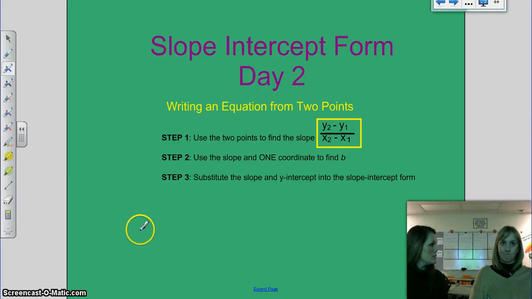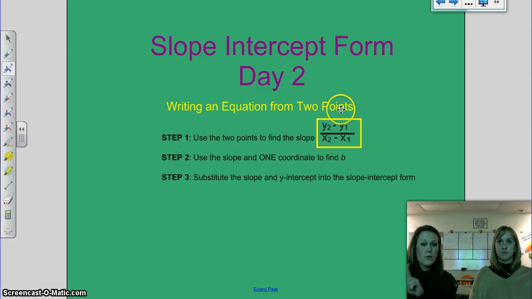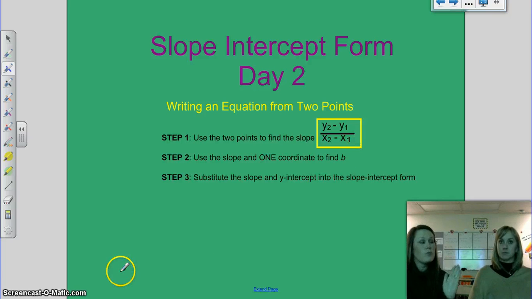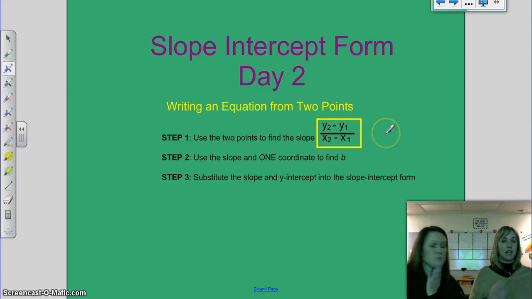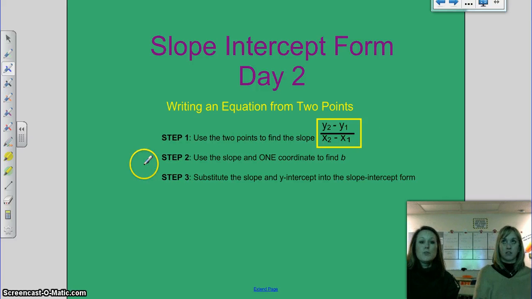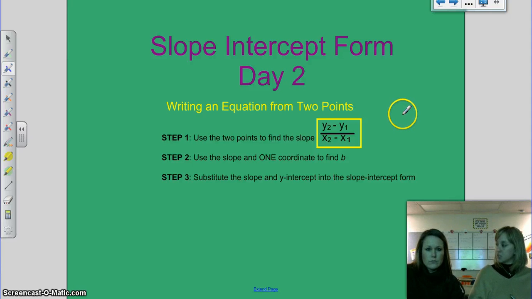So 3 steps here. Step 1, use 2 points to find the slope with this formula, which again is just a written out version of delta y over delta x. Then we're going to use that slope and 1 coordinate to find b, which is our y-intercept, and then we substitute it back in. And guys, the way we say this is y2 minus y1. It is not y squared. It's y2, so it's a little guy, which means the second y. So you're going to have 2 ordered pairs. It'll make sense when we look at it.